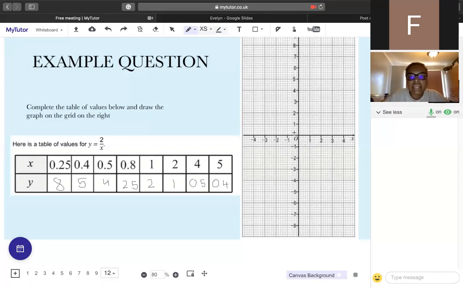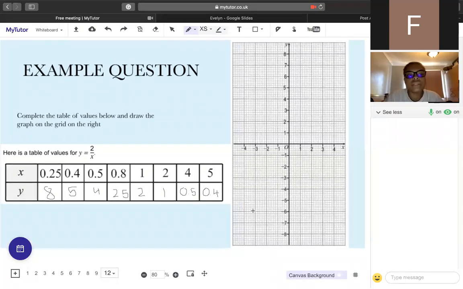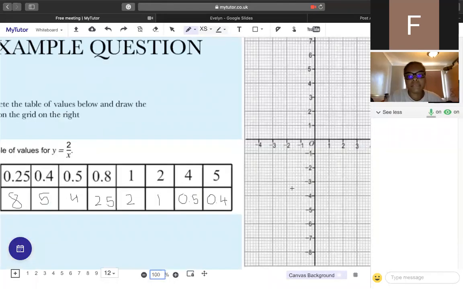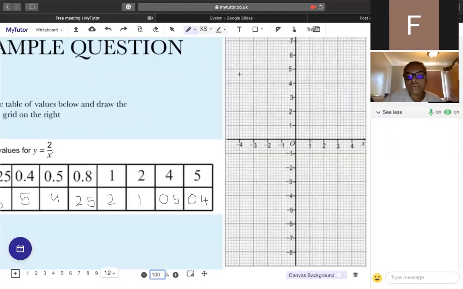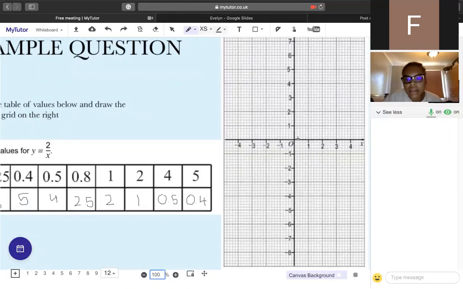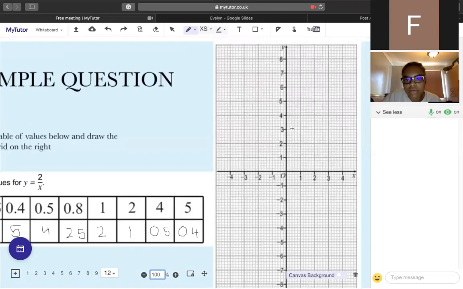So for x equals 0.25, for this one, I'm going to need to zoom in a little bit as well. So x equals 0.25, y equals 8. So let's zoom in. So 0.25 would be this one over here. So we want to go up to 8. 0.25 all the way up to 8. So our coordinate would be around here.